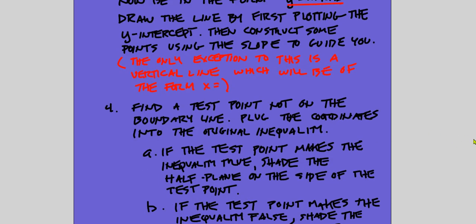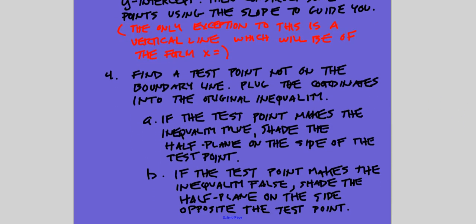4, find a test point not on the boundary line. It cannot be on the boundary line. Plug the coordinates into the original inequality. A, if the test point makes the inequality true, shade the half plane on the side of the test point. B, if the test point makes the inequality false, shade the half plane on the side opposite the test point.